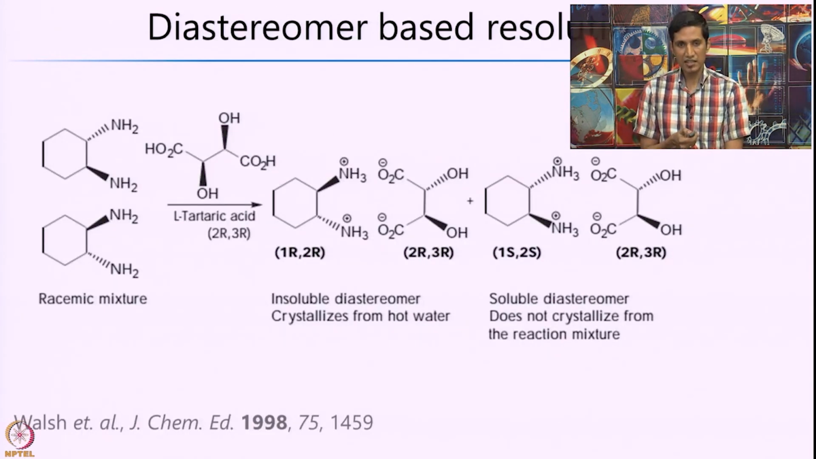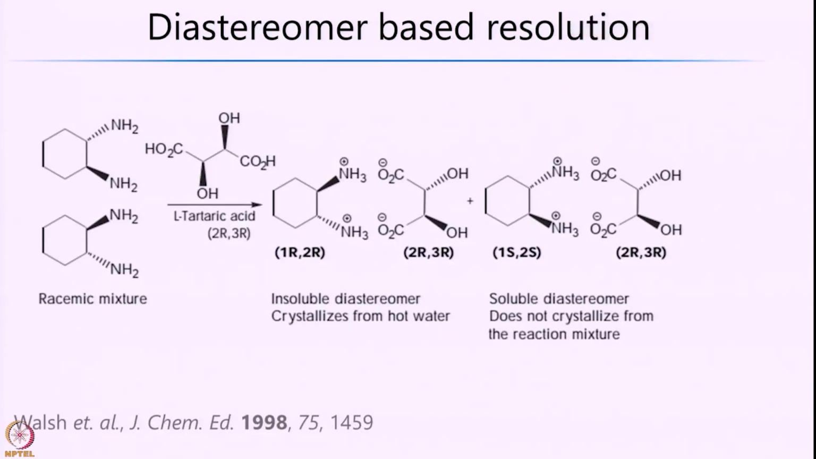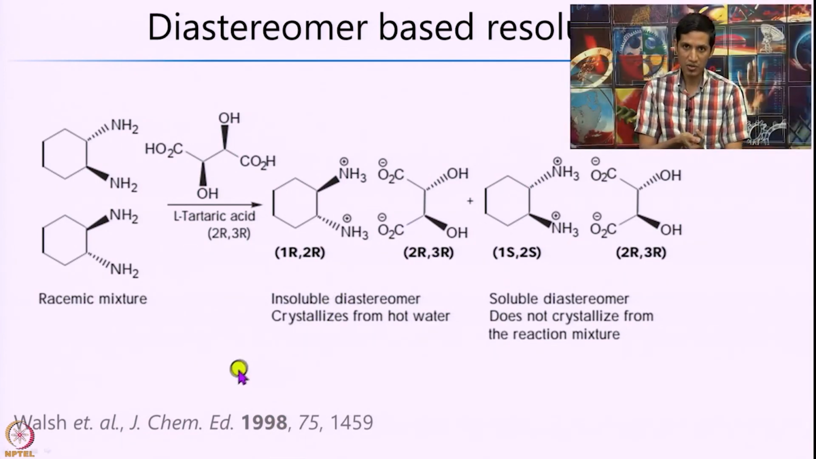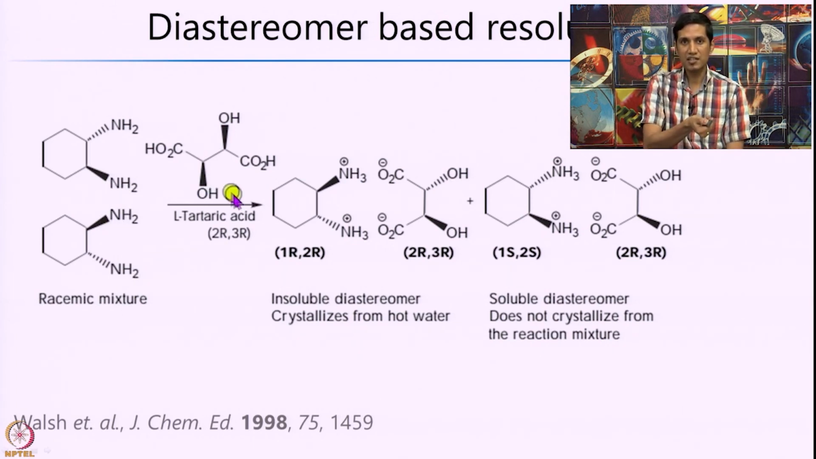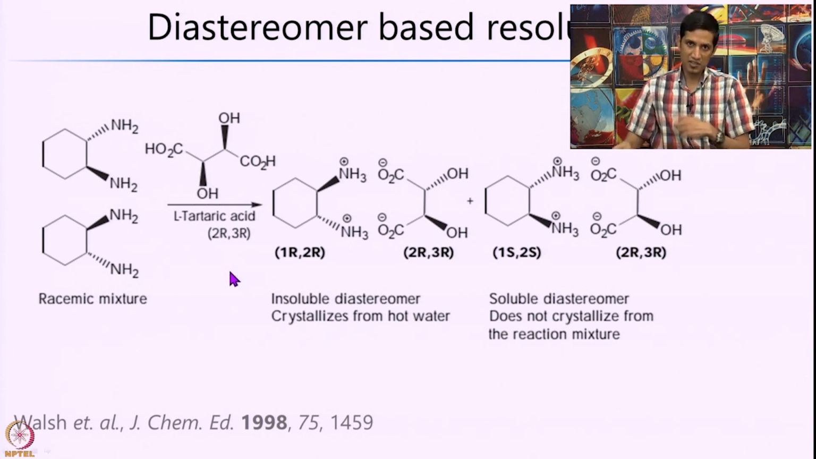So, here is a very simple idea which was published about 2 decades ago. What the authors have done is, on the left I have a mixture of both the enantiomers, that is, a racemic mixture, and to this racemic mixture they add L-tartaric acid, that is a 2R,3R derivative, which is also commercially easily available, and once you add this, they observed 2 kinds of products.